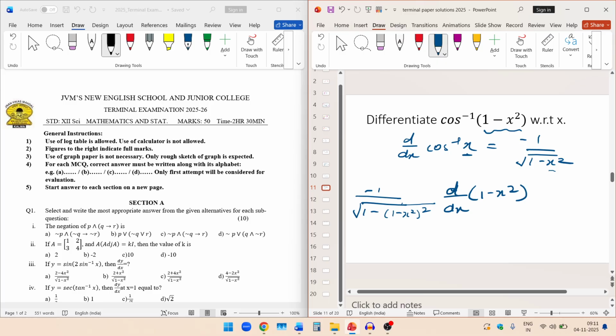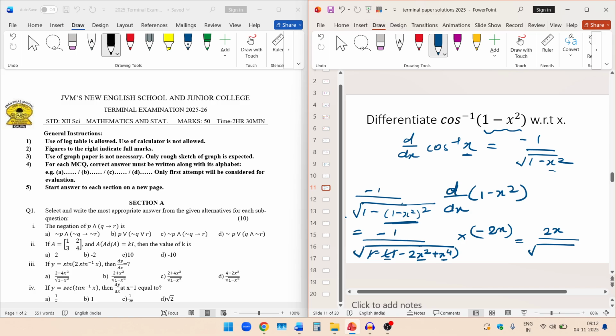So if I do that, I'll have to open this bracket. This will give me square root of 1 minus 2x square plus x raised to 4, right? And derivative of 1 minus x square is minus 2x. So if I multiply minus 2x with minus 1, what I get is 2x in the numerator, and in the denominator if I open the bracket, what I get is square root of 1. This 1 and this minus 1 will get cancelled. This will become plus, this will become minus.